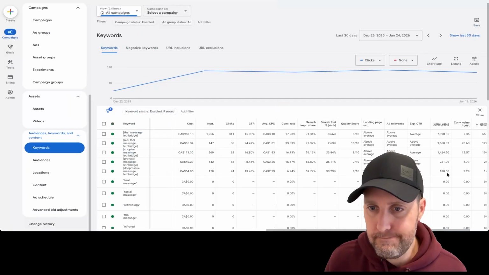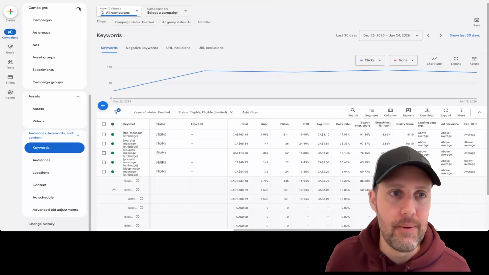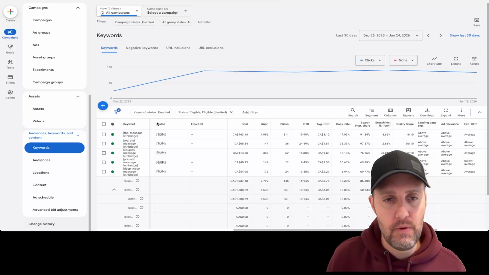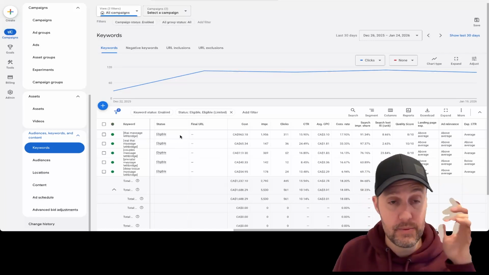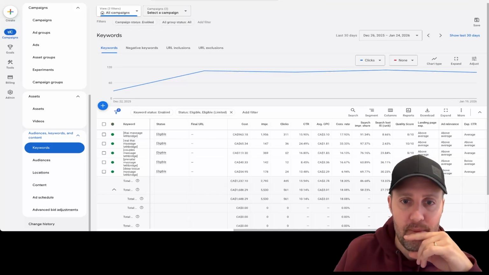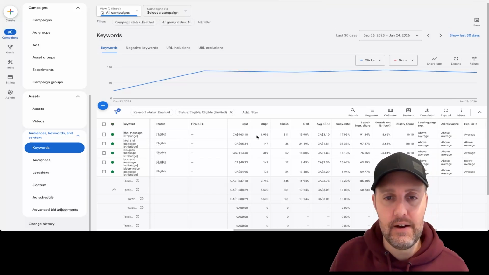I'm going to pause this. Hold on. Okay. I added a couple of filters on here to filter for only eligible keywords, so we can look at what's available for examination. From there, I might want to look at a couple of things.